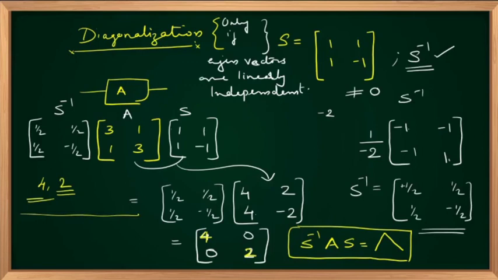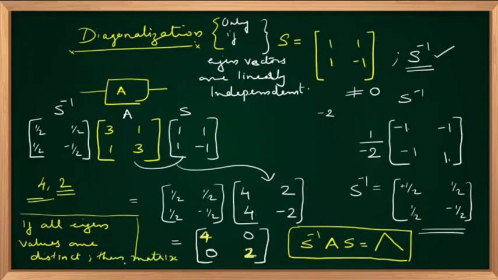Now, one property of eigenvectors, if you recollect: if all eigenvalues are distinct, naturally all eigenvectors will be linearly independent. But the converse is not true. We have seen that property in the previous class. If all eigenvalues are distinct, then the matrix will be diagonalizable, right?